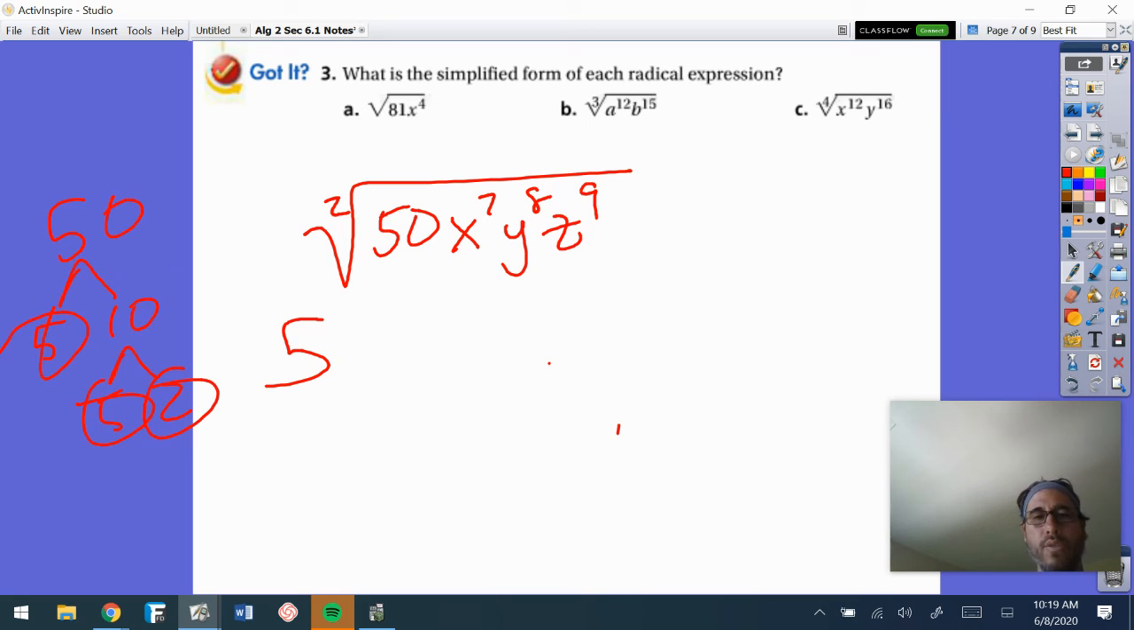So if I only had one 2, guess where that 2 is stuck? That 2 is stuck on the inside. Square root of 25 was 5. That's why the 5 came out. The 2 has no friends, so it's got to stay at home, can't come out to play.